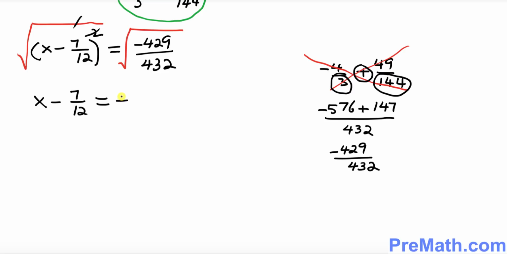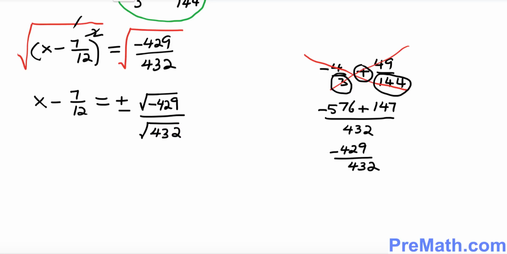This is going to be with the positive and negative sign, and I'm going to split these fractions this way. Negative 429 on the top, with the radical sign, divided by square root of 432.